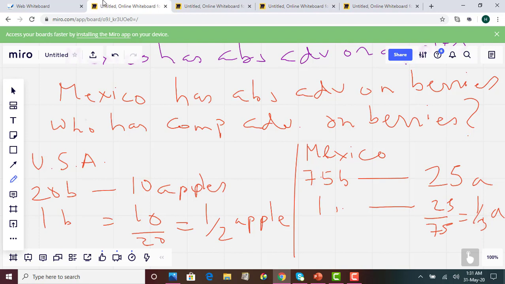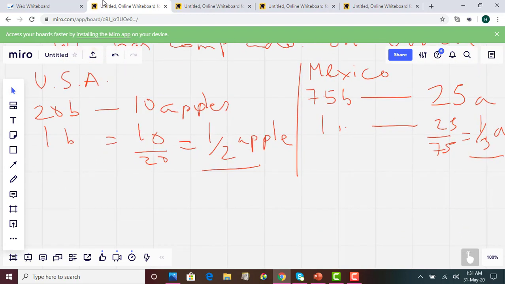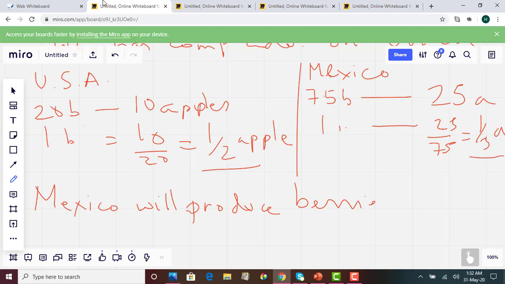Okay, so which one is lower? Is half lower or is 1/3 lower? In this case, 1/3 is lower. So that means Mexico has lower opportunity cost to produce berries, which means Mexico will be the country that will produce berries, because they have lower opportunity cost, or because they have comparative advantage on berries, because they will have to give up less apples compared to USA. USA will have to give up half an apple, whereas Mexico will have to give up 1/3 apple in order to produce one berry.